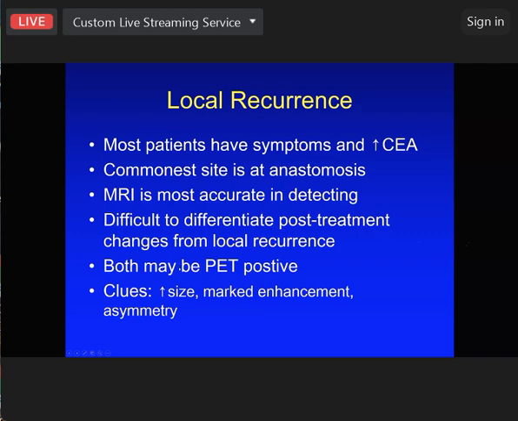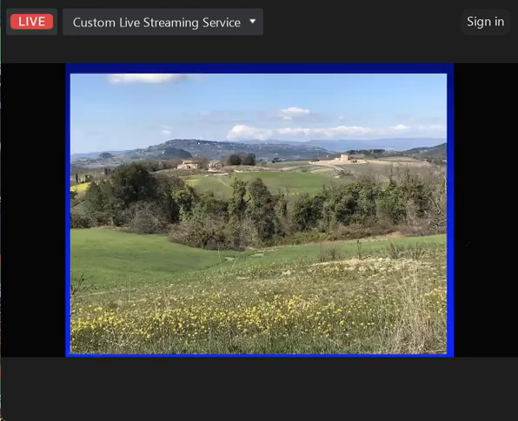So that finishes rectal cancer. We're running out of time, really. Here's a picture of Tuscany. Over there is a hilltop city called Volterra. Those of you who know about Tuscany will know it's got Etruscan roots, very interesting city, close to San Gimignano.